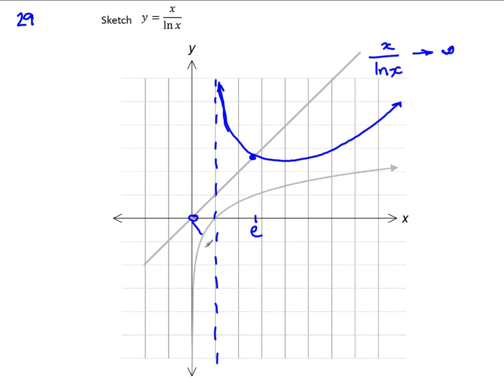Back down here, what's happening down here? Let me just erase that little line that I did. We said it was approaching 0, but it's not going to reach 0 because we can't have that value. What's going to be happening this way? Well, ln x is approaching a value of 0 as well. And we have a number which is a bit less than 1 divided by a negative number.